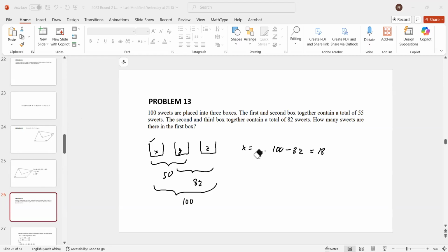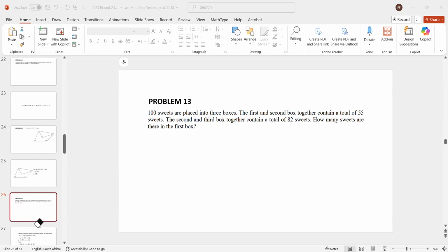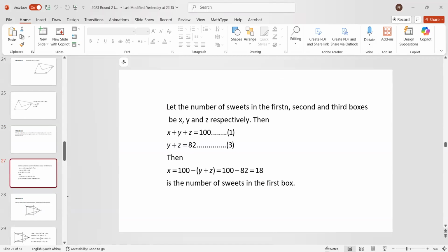Let's see if that is the answer. The first box contains 18 sweets. Let's check this out. It's also 18, the same argument without having to use the 55. All right, let's get on to the next problem.